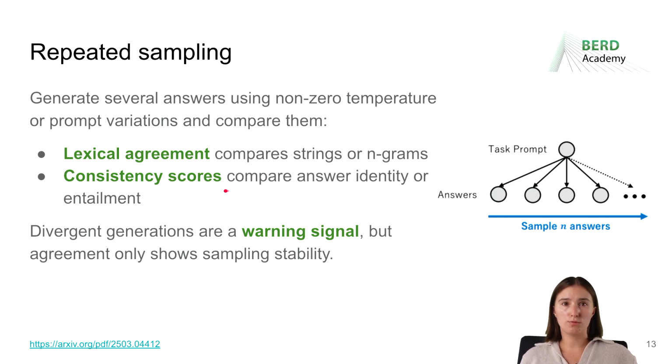But you can also do things like consistency scores, where you use the idea of entailment that we already looked at in natural language inference, where you predict whether the various answers you get actually entail each other, so whether they say the same thing in a way. Important is that those divergent generations are a warning signal, but the agreement itself only shows sampling stability.